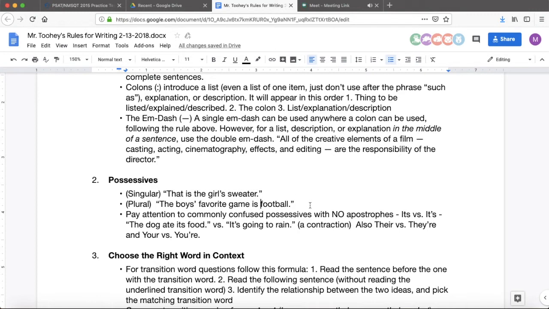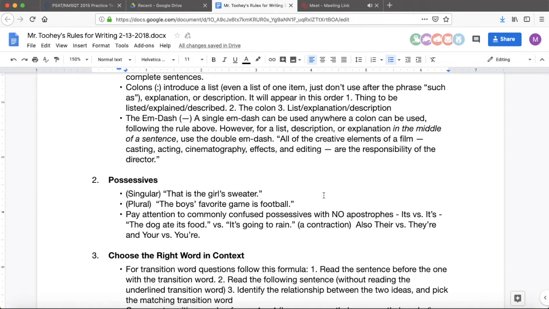Ava, go ahead and read the second bullet point for possessives. The boys' favorite game is football. Yeah, and that would be read just the boys' favorite game is football, which is kind of tricky because it sounds the exact same. If the apostrophe were after the Y, it would sound the exact same. The boys' favorite game is football. If it was singular, it sounds the same as if it's plural. The only way to tell is really by looking at the word and looking at the placement of the apostrophe.